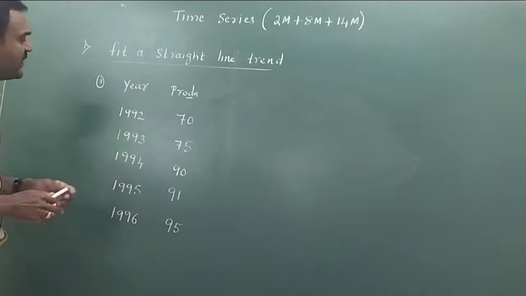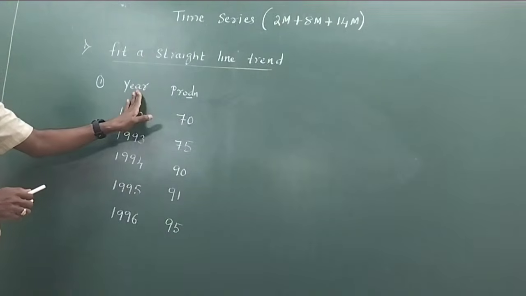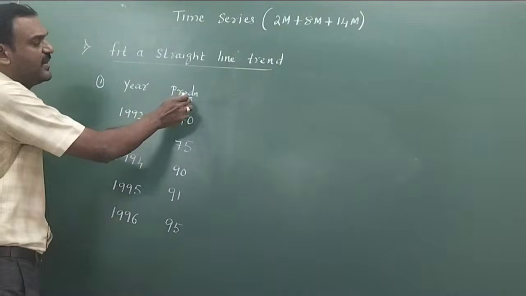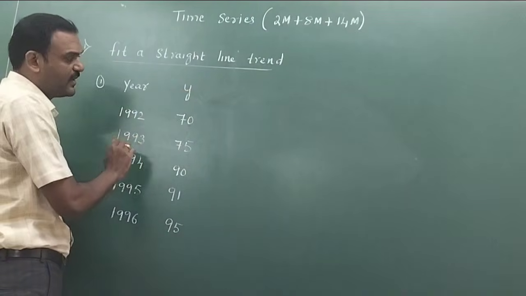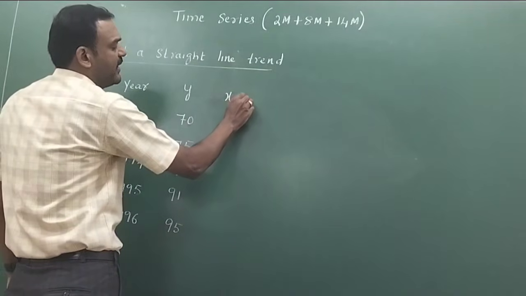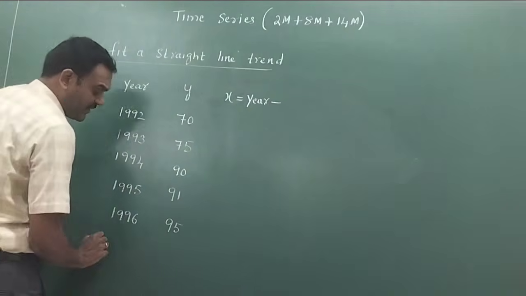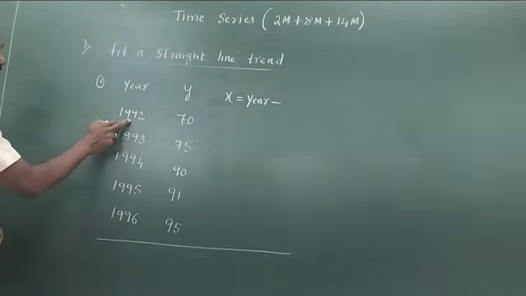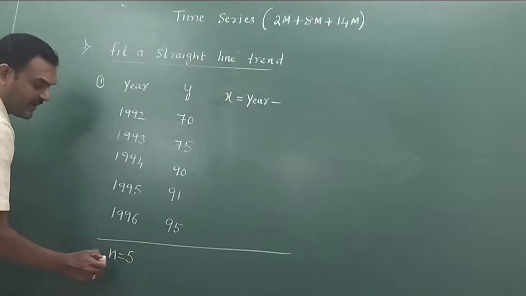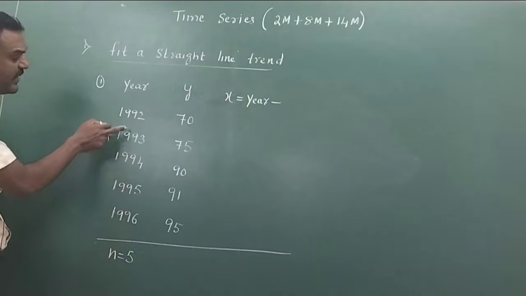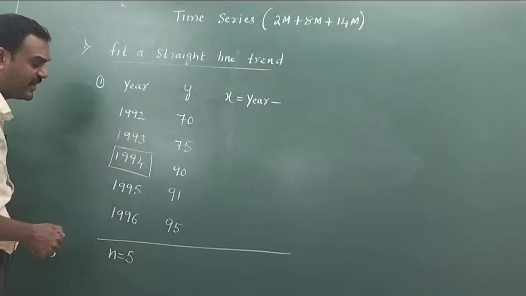First, this is the question: year as well as production. The year remains the same. It may be production or sales, whatever; call that Y. Is it clear? And X we should find out. X means year minus middle year. First you count the number of years: 1, 2, 3, 4, 5. Therefore, N equals 5. N equals 5 means which is the middle year? 1, 2, 3. The third year is the middle year.